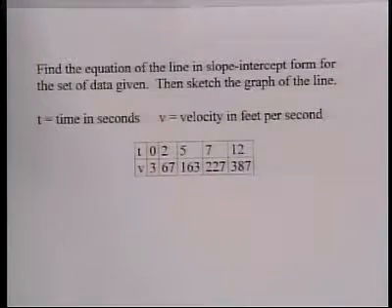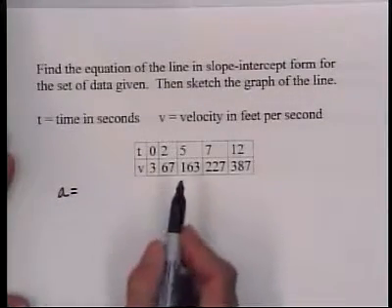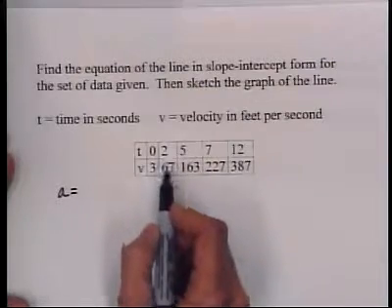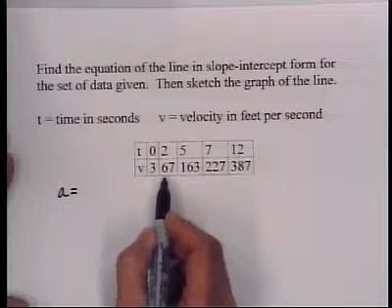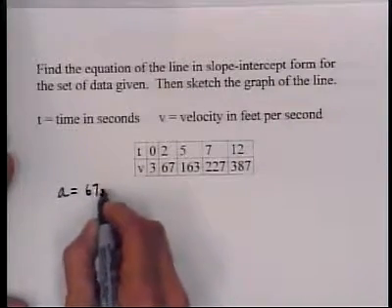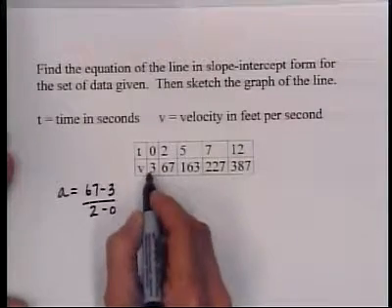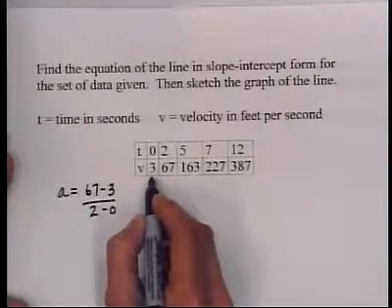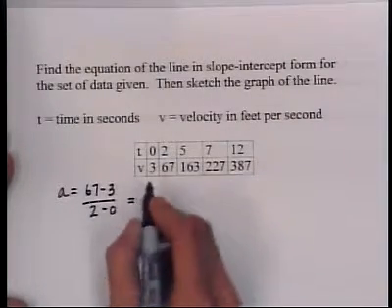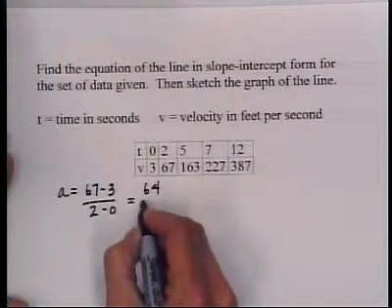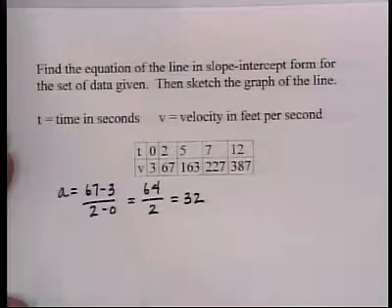To find the equation, the first thing we're going to need to do is find the slope. To find the slope, let's take a pair of ordered pairs. I'll take the first 2 and find 67 minus 3 over 2 minus 0, or the difference in the dependent variable values over the difference in the independent variable values. 67 minus 3 is 64, divided by 2, and that comes out to 32.